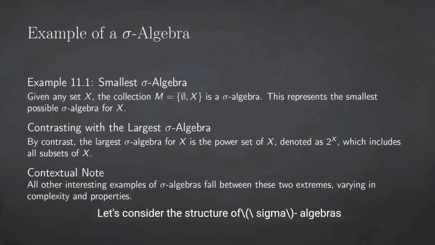Let's consider the structure of sigma algebras through examples. The smallest sigma algebra for any set includes just the empty set and the set itself. This is represented by M equals the set containing just the empty set and X. Contrast this with the largest sigma algebra for X, which is the power set of X, denoted as 2 raised to the power of X, encompassing all possible subsets. These examples help us appreciate the range of complexity sigma algebras can possess.